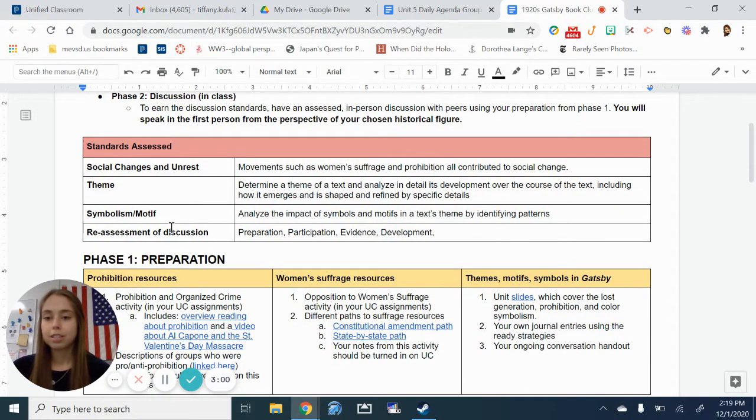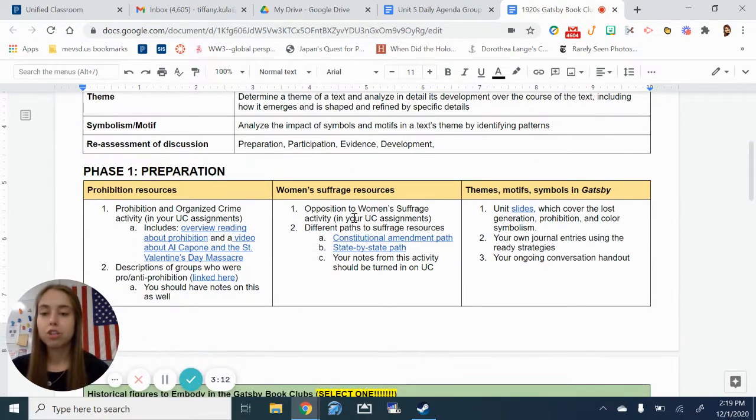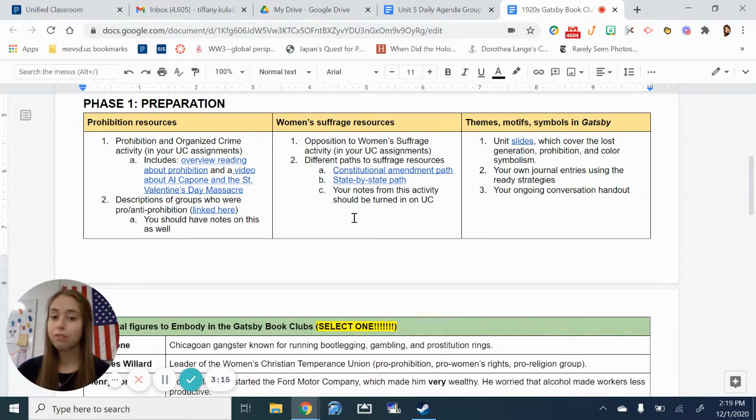So here in the assignment sheet, you will see what standards we're assessing. Should be no surprise, I've already said it, but this is here for you so you can see exactly what those standards are. In the assignment sheet, we have linked for you all of the resources and laid out everything that we've done in this unit that you should be using to do your preparation. Things are linked so you can go right to the readings and the videos and the resources that we used in class. We've got the unit slides linked. You should also obviously be using your journal entries and your ongoing conversations.